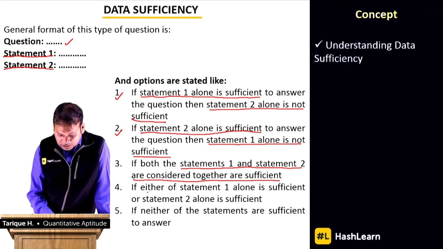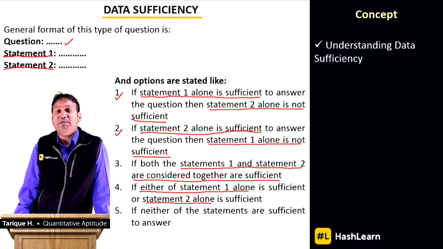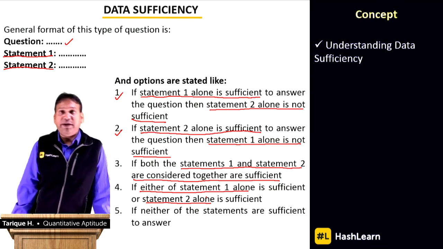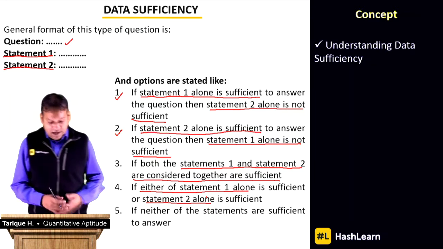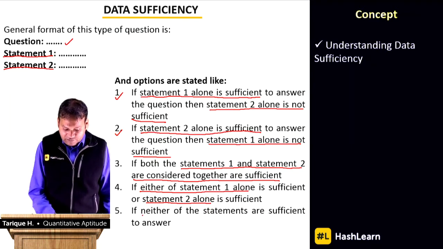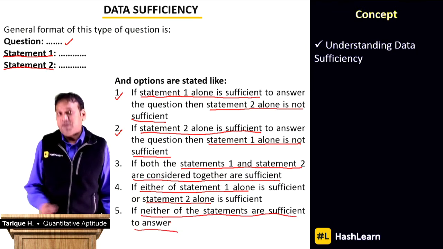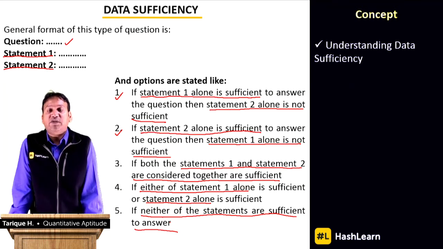Now if either statement alone is sufficient, so 1 alone is sufficient and 2 alone is also sufficient, that means we can solve from 1 as well as 2 without borrowing any data from each other, then the answer would be 4. And finally, if we cannot solve the question even after combining these statements together, then the answer would be 5, that the question cannot be solved. The data is not sufficient.